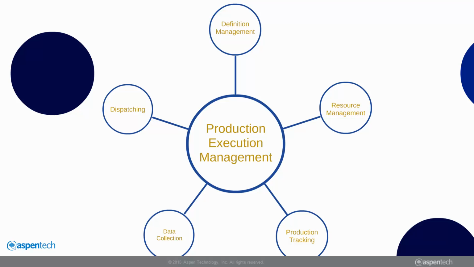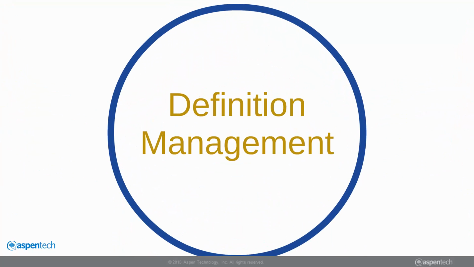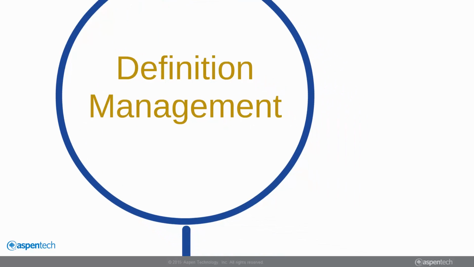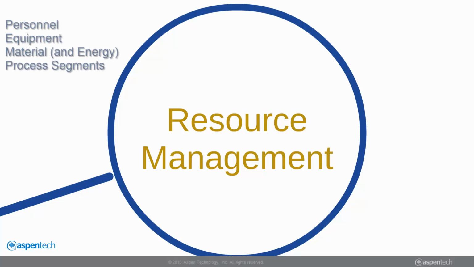Aspen Production Execution Manager provides a number of functions including definition management. Recipes are examples of product definitions, but so are standard operating procedures and assembly instructions, which are not specific for batch processes. The next function is resource management, and these functions drive the allocation of 4 classes of resources: personnel, equipment, material and energy, and process segments.